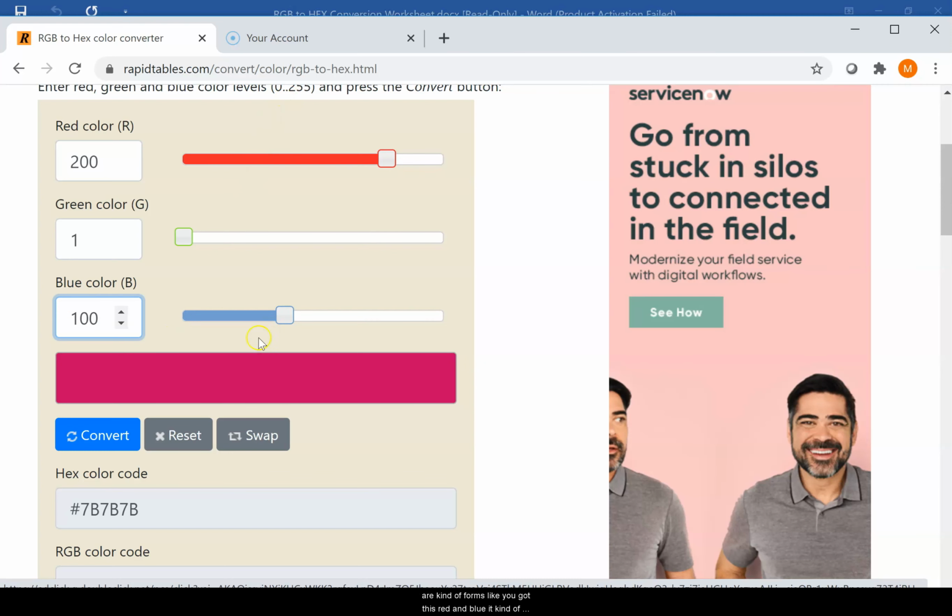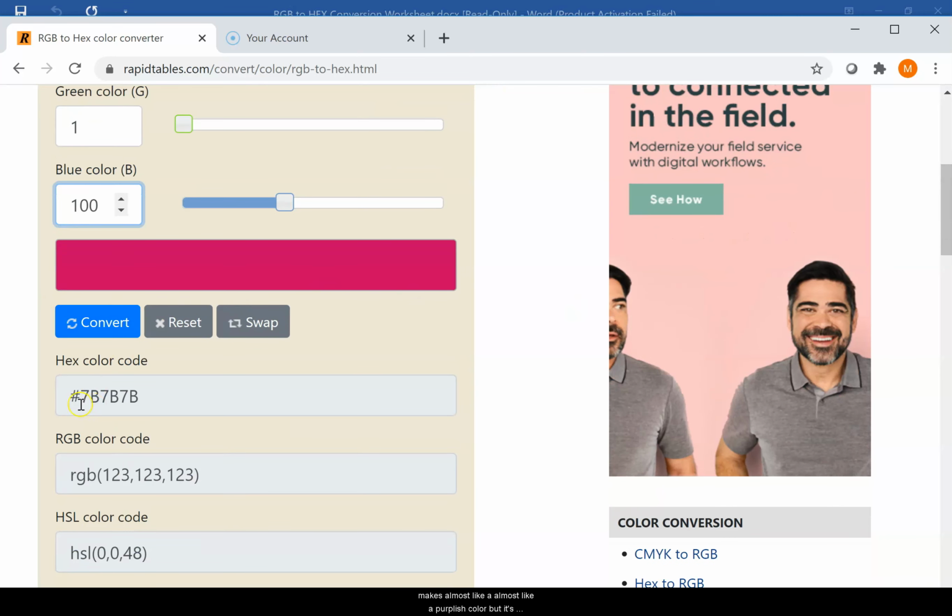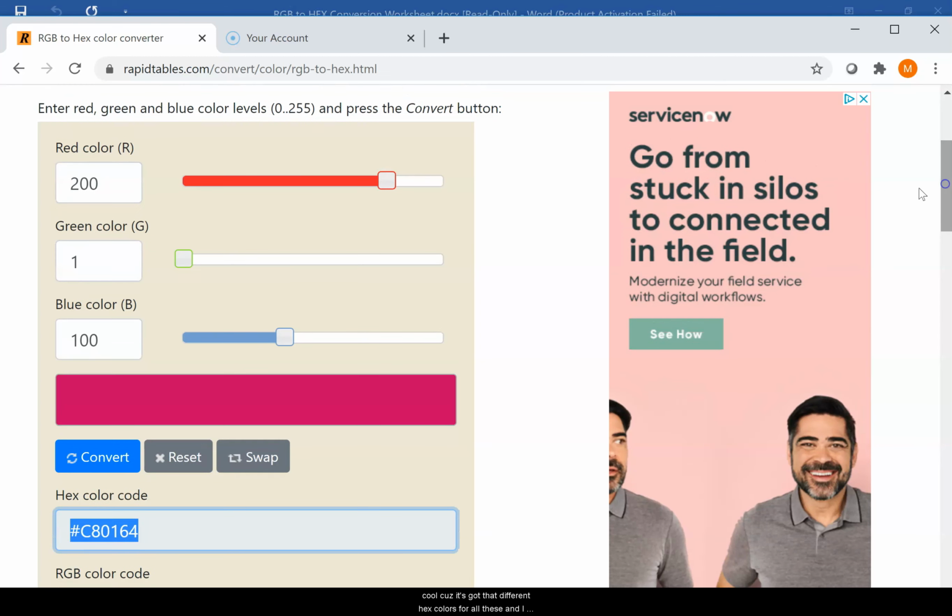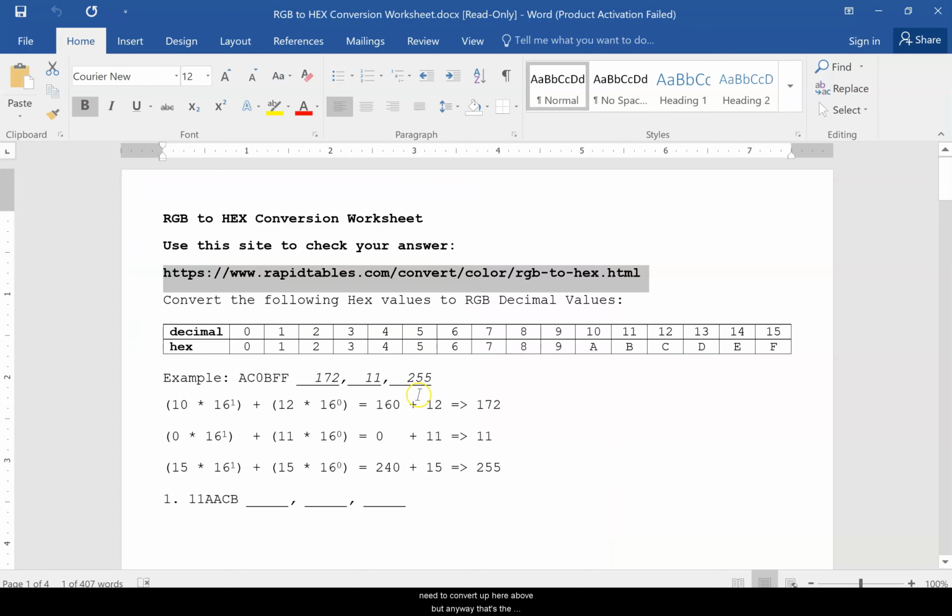So like you got this red and blue, it kind of makes almost like a purplish color. But it's cool because it's got the different hex colors for all these. And I need to convert up here above, but anyway, that's the hex color for this red, green, and blue. So let's look at this real quick.